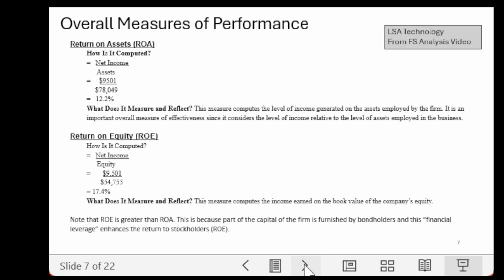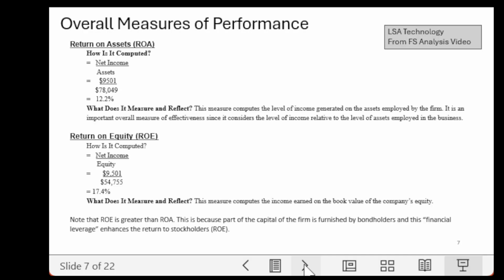Return on equity, a similar measure, looks at net income divided by equity, shareholders' equity. And it obviously measures the return on the book value of the company's equity, the capital that's contributed by shareholders on a historical basis, we might add. So it's a good measure.